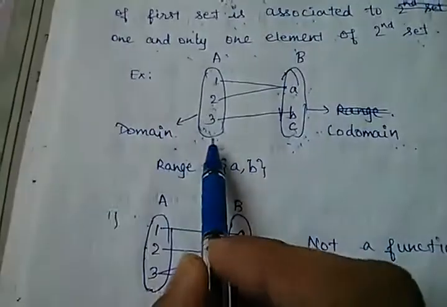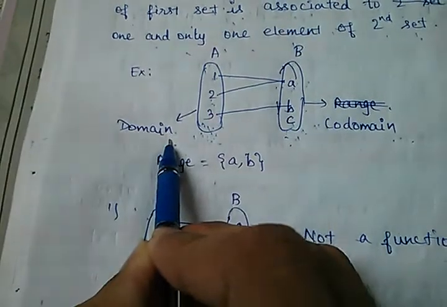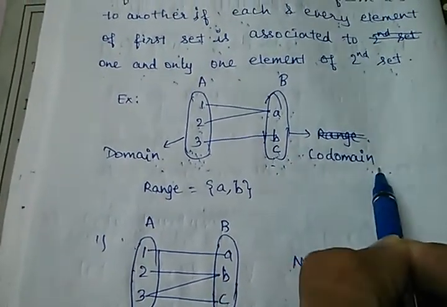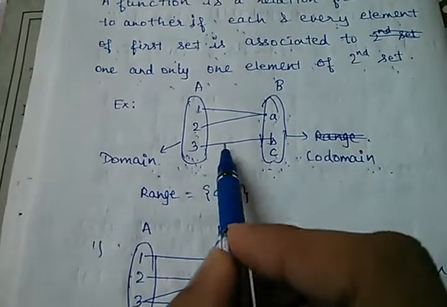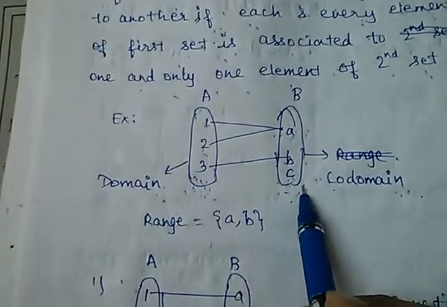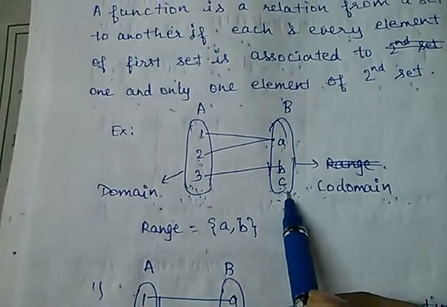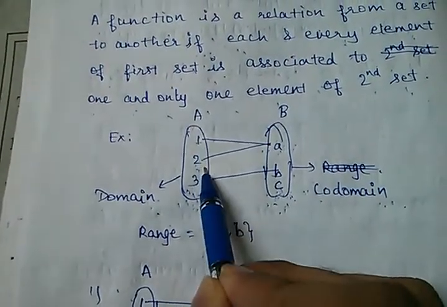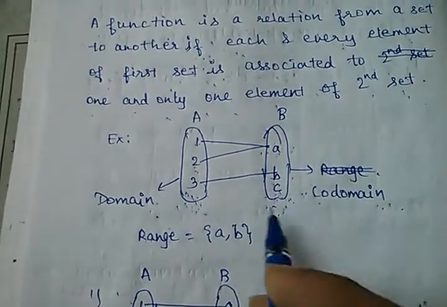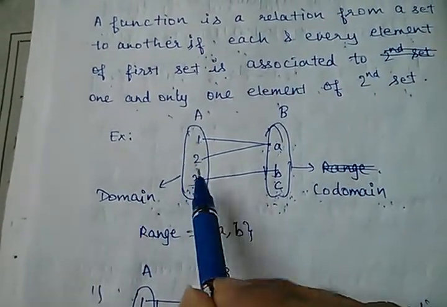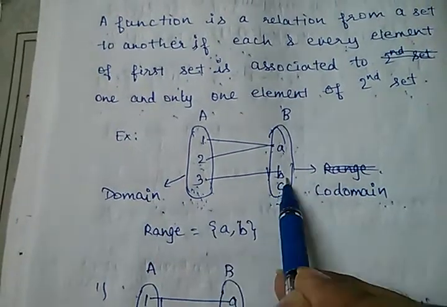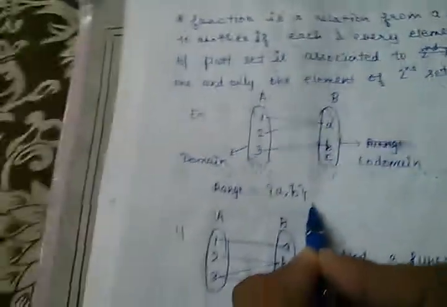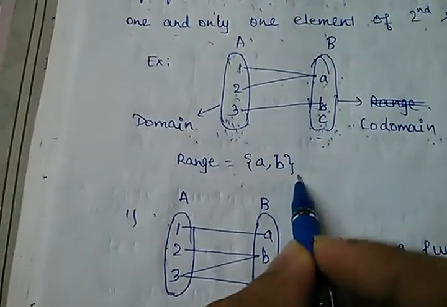The elements which come in the set A are said to be the domain, and the elements which come in the set B are said to be the codomain. And we can see that the element C in the set B is left undisturbed. The elements from set A are marked to only A and B. So the elements of the second set to which the elements of the first set are being marked is called the range of the function.